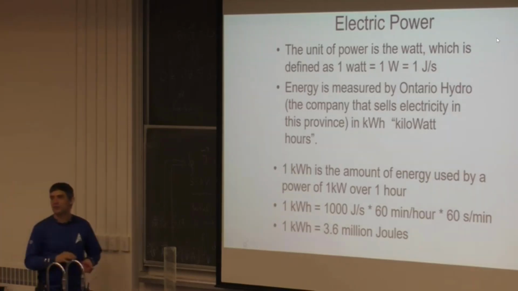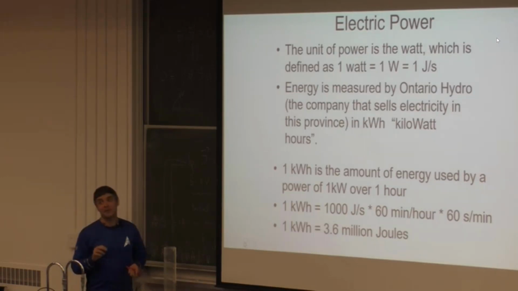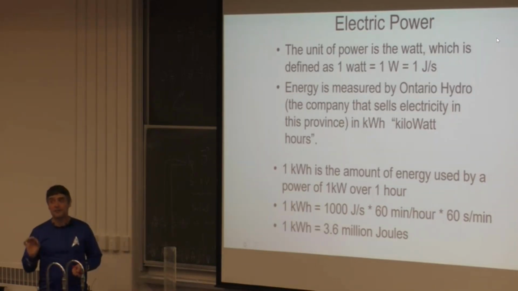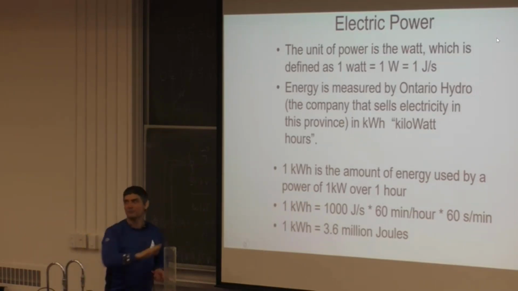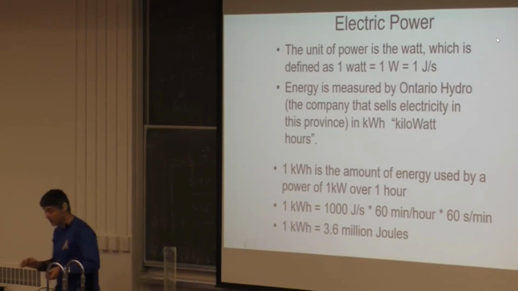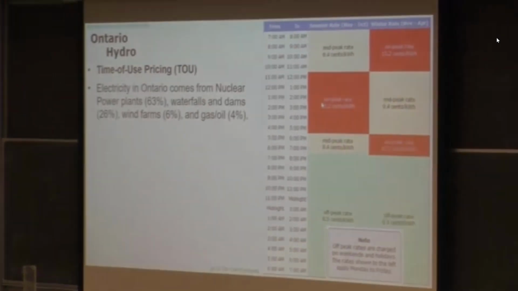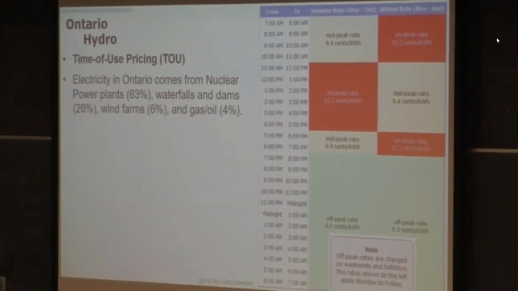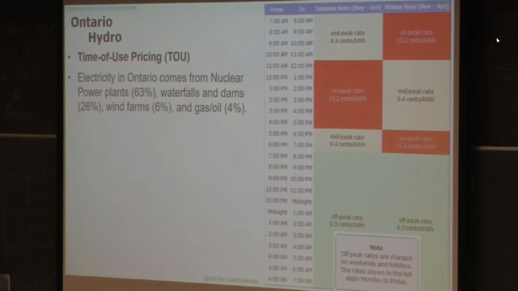So how much do you think you would pay for 3.6 million joules? I might pay a lot. It seems like a lot of joules. But it turns out a joule is very, very small. It's 1 Newton of force pushed on something for 1 meter, right? And it turns out to be very small. So you get it for about 10 cents. But it's actually not that easy. In Ontario they have something called time of use pricing, and I want to explain that to you.